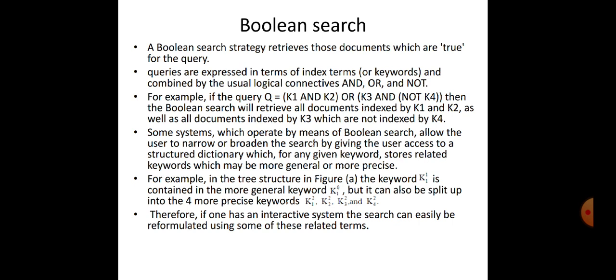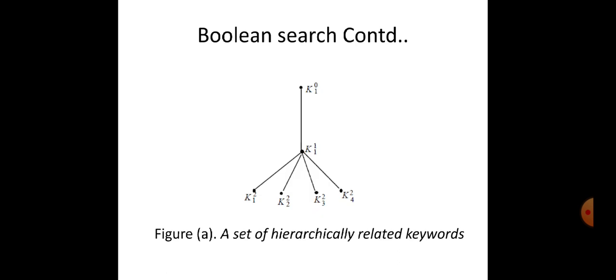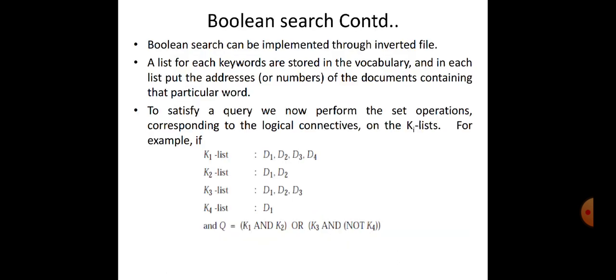Broadening our request. So if one has an interactive system, the search can easily be reformulated using some of these related terms. We can reformulate our search, or automatically the system can reformulate the search and the user will be getting the relevant information. Here we all know that AND is intersection, NOT is difference, and OR is union. We'll be discussing that. All these things are purely logical relations.